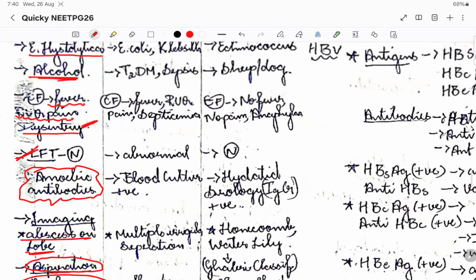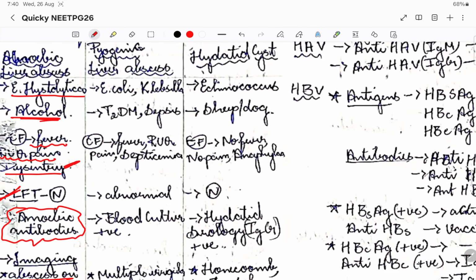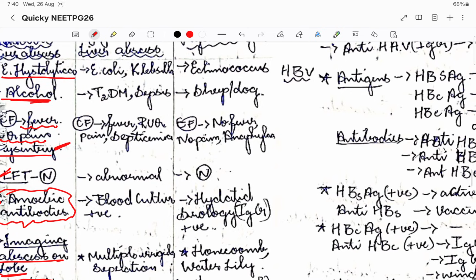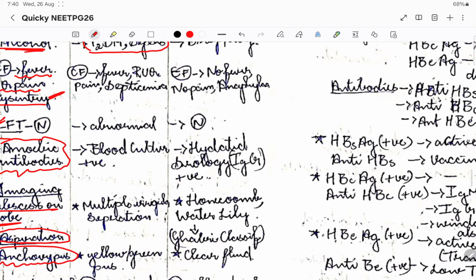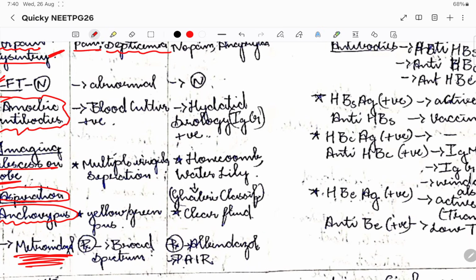Then coming back to pyogenic liver abscess, it is basically caused by E. coli or Klebsiella, the bacteria. There is increased risk in type 2 diabetes or sepsis. The features will be the same as an abscess in the liver: fever, right upper quadrant pain, and also septicemia. Then the liver function test will be abnormal, it will vary, and blood culture will be positive.